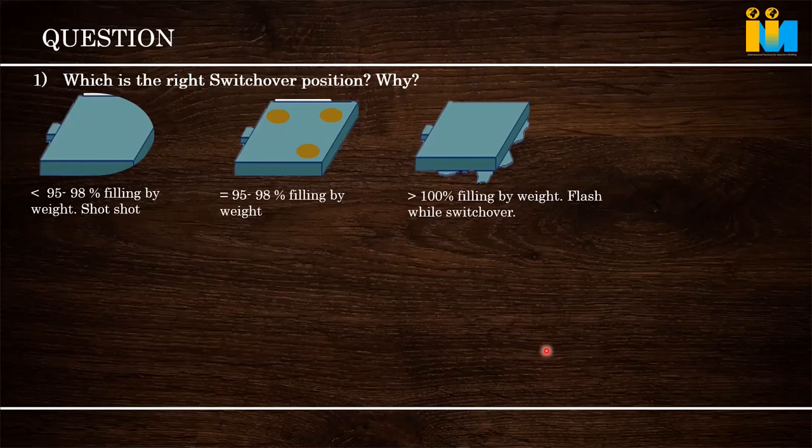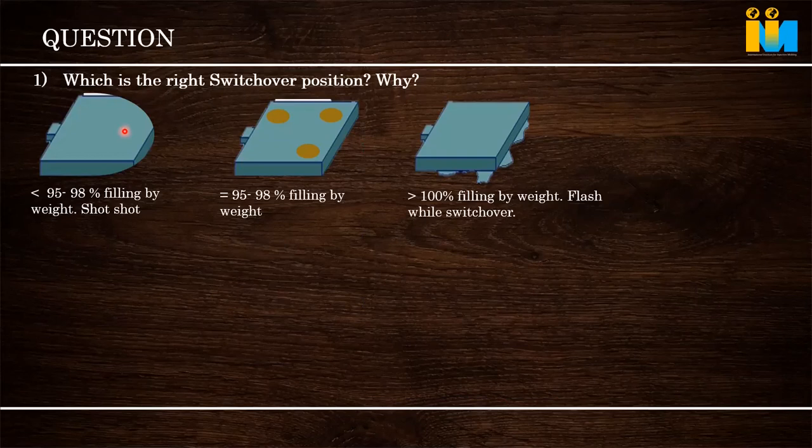No, you are wrong. It's 95 to 98%, not below. Below 95 means a short fill. I told you the part has to be filled 100% by shape; by weight only we are keeping it less.